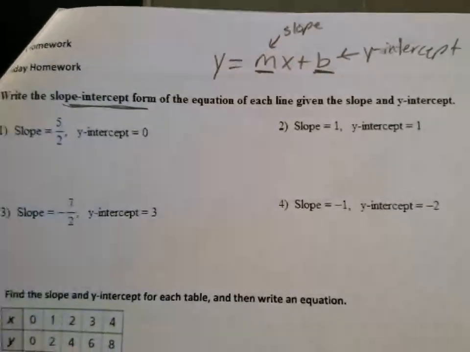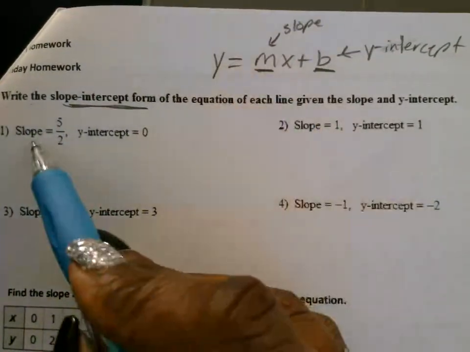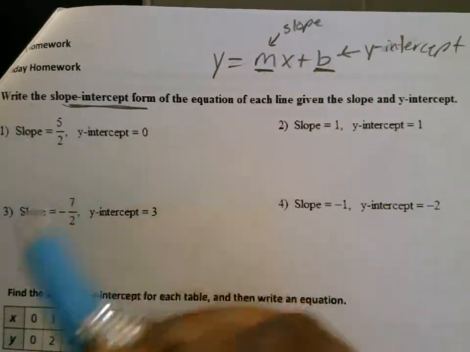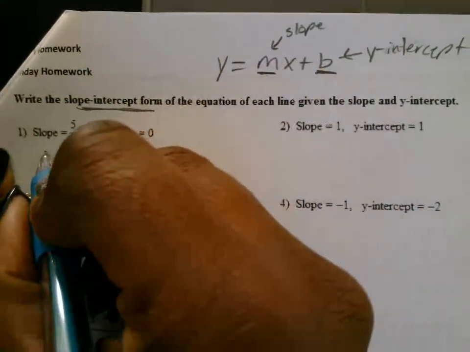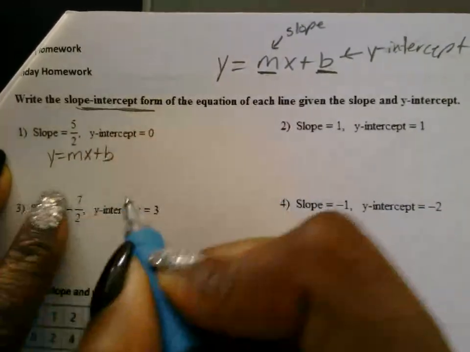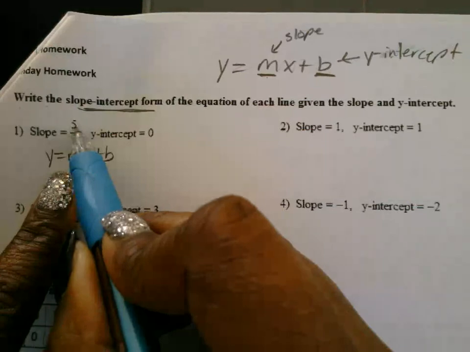So we're going to write the equation. If they give you the slope or the m and they give you the y-intercept or the b, then all you're doing is just plugging it in. So I'm going to rewrite the slope-intercept form. This is what the equation should look like. And you're going to replace m with the slope.